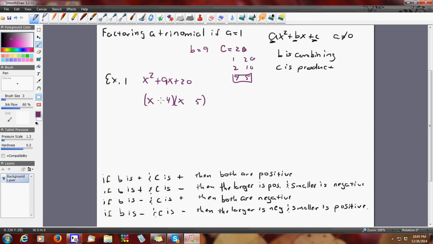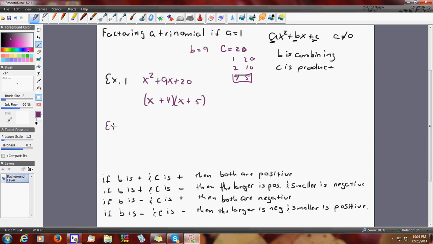If they're both positive, I have a positive 4 and a positive 5, which gives me a positive 9 when we combine them. And so I get x plus 4 times x plus 5. If you multiply that out, you'd get x squared plus 9x plus 20.